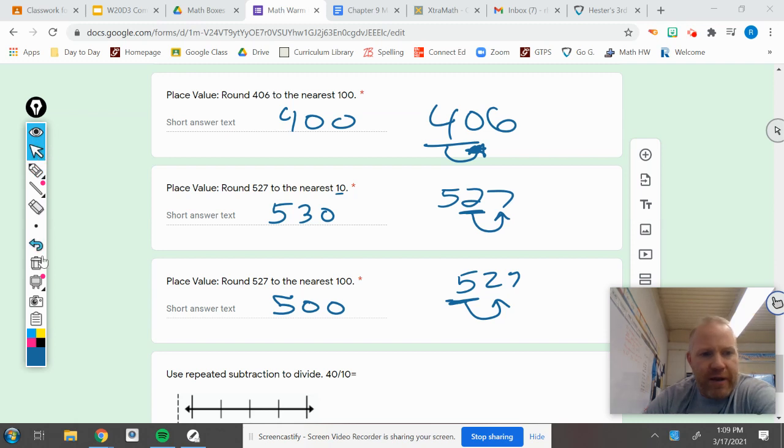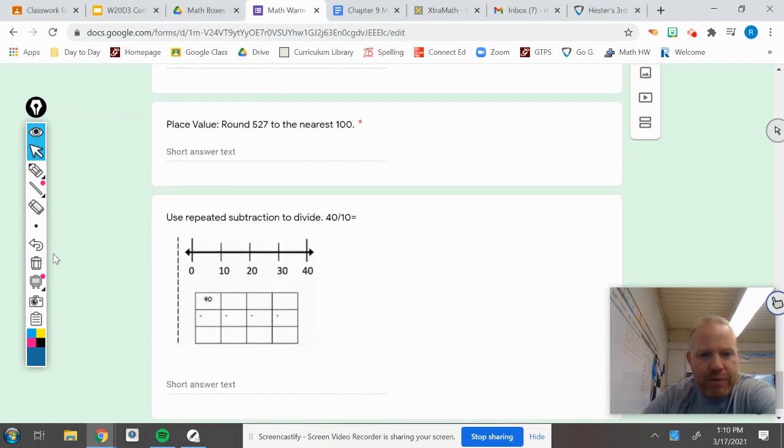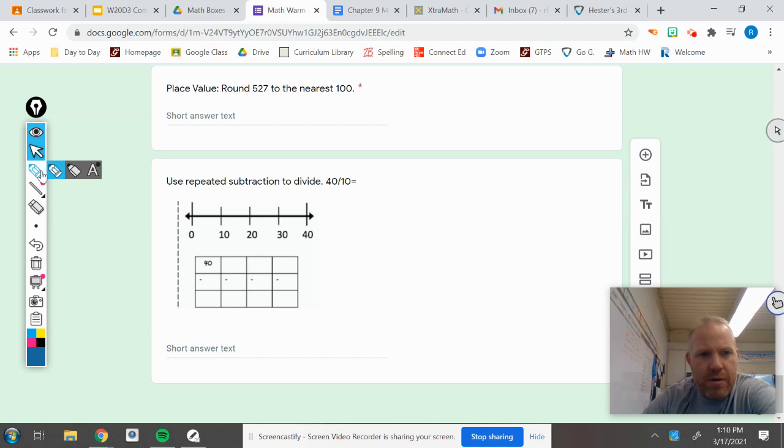We're going to jump down to this repeated subtraction problem. So with repeated subtraction, we're going to divide. So you're just dividing 40 divided by 10. You might already know the answer, but let's just do it. So we have 40 minus 10 equals 30. 30 minus 10 equals 20. 20 minus 10 equals 10. 10 minus 10 equals 0.